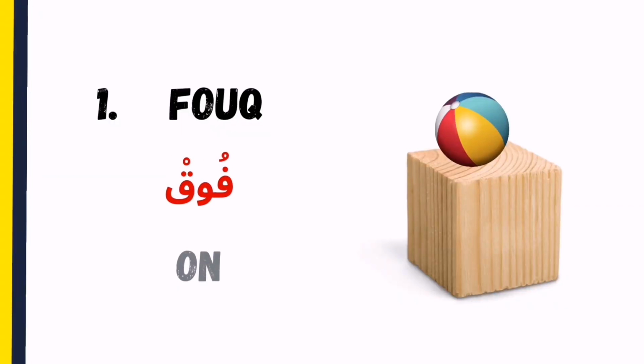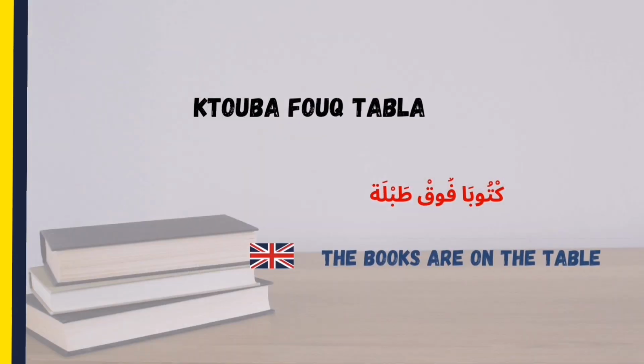So, the first expression is فوق. Again, فوق, which means on. For example, كتوبة فوق طاولة. Again, كتوبة فوق طاولة, which means the books are on the table. Let's see the next one.